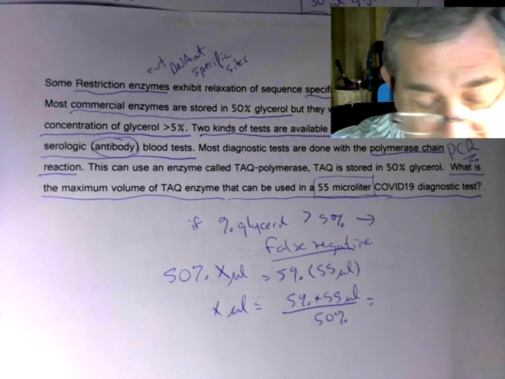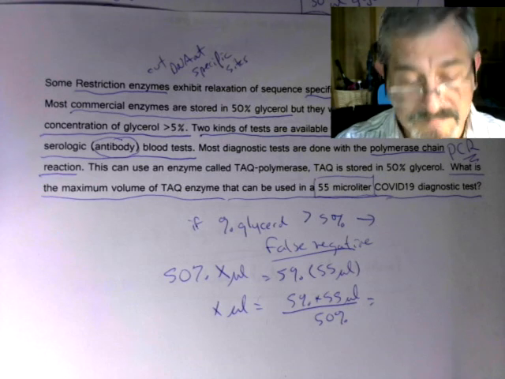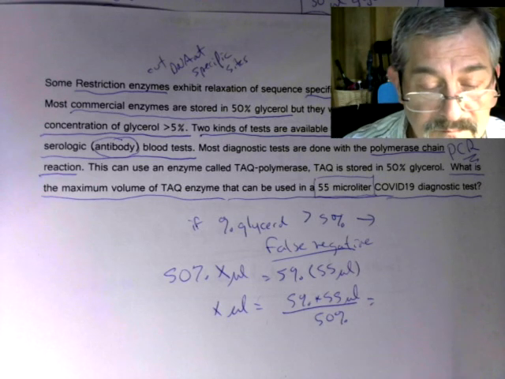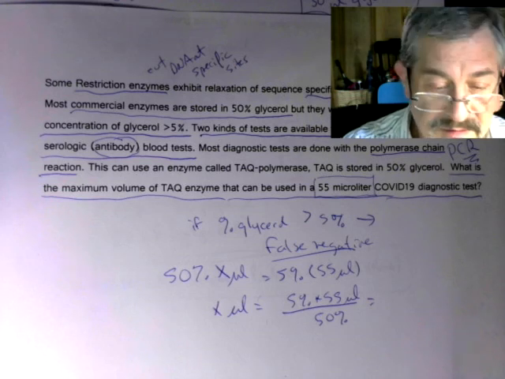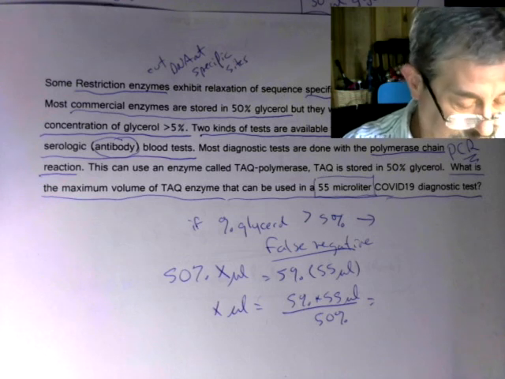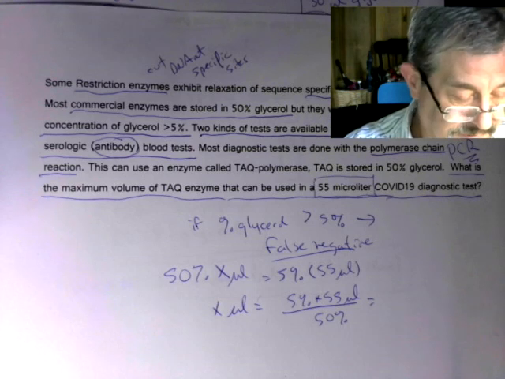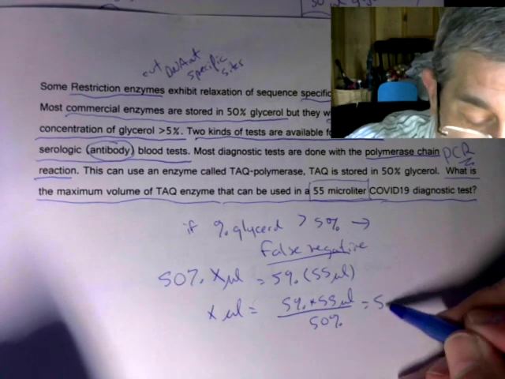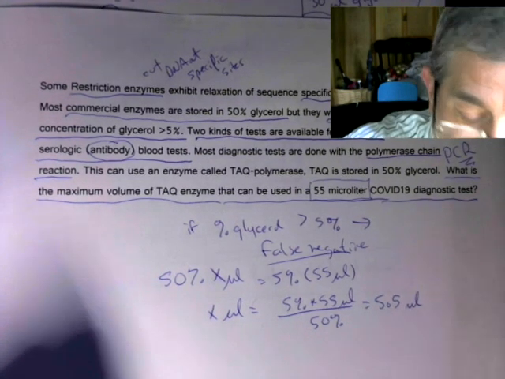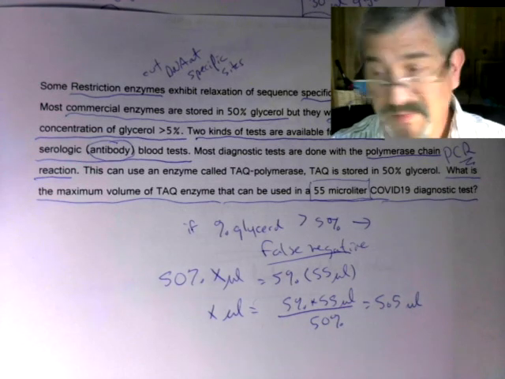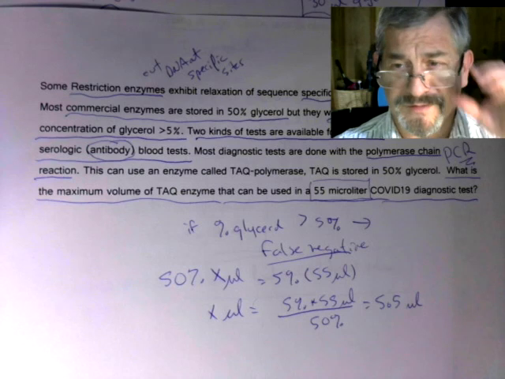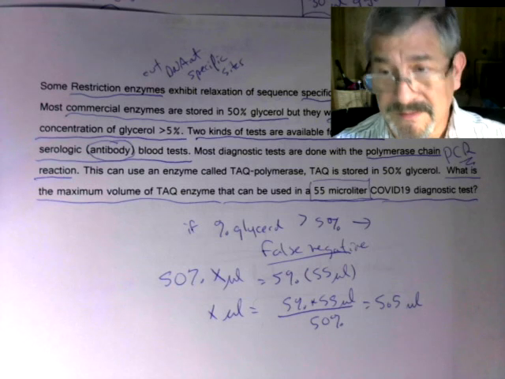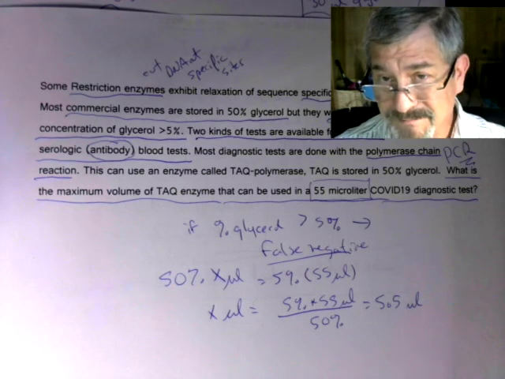So that's going to be 5.5. So 5 times 55 divided by 50 is 5.5 microliters. So that's the maximum amount of enzyme you can put in there. You can put a lot less than 5.5 microliters into the reaction, but you see the point.